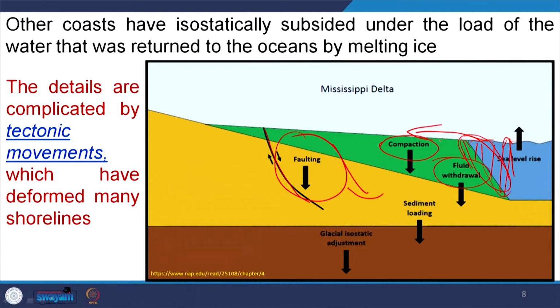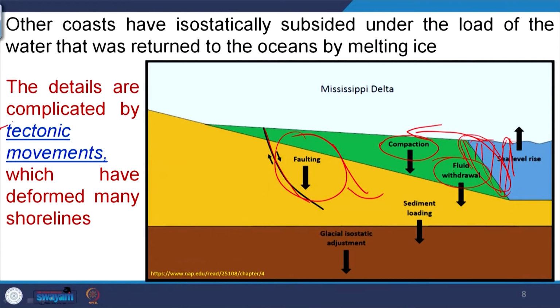Here it is written that other coasts have isostatically subsided under the load of this water that was returned to the ocean by ice melt. So, during glaciation, due to loading, we have isostatic imbalance. Similarly, during deglaciation, due to melting of ice and increase of water, we have isostatic imbalance.